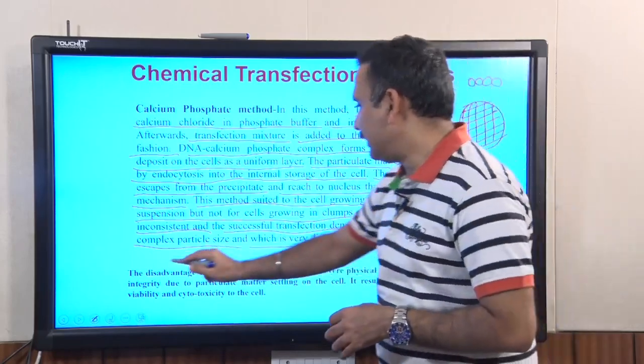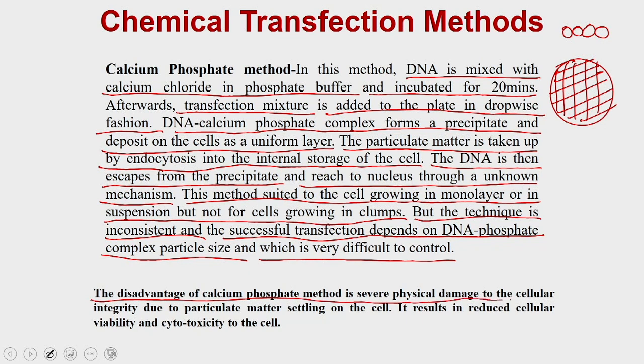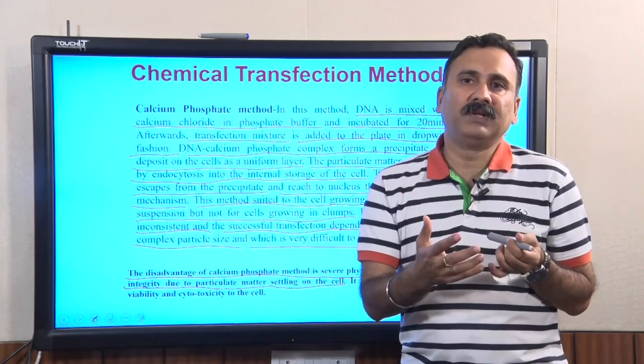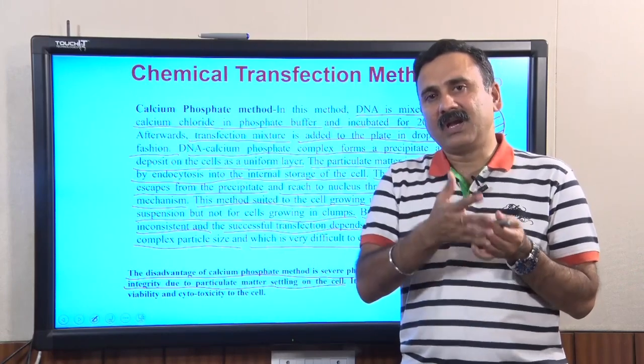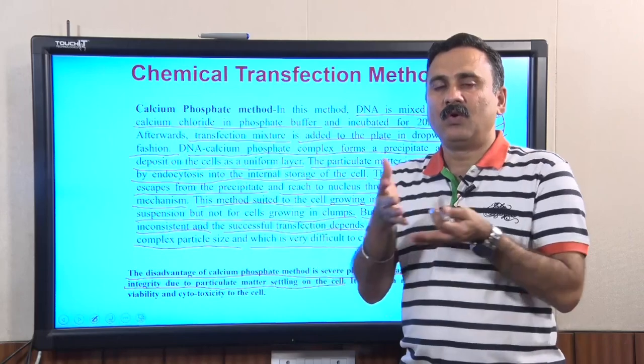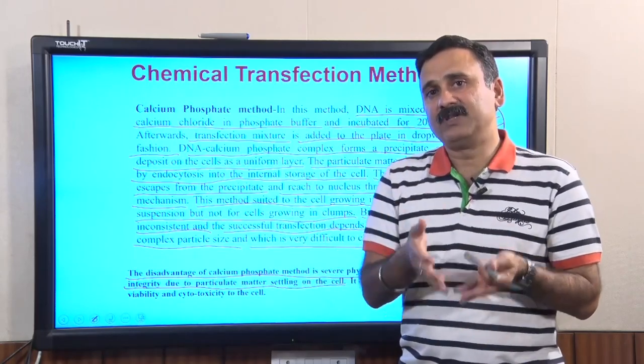Apart from that, you also have multiple disadvantages. What are the disadvantages? The calcium phosphate method causes severe damage to cellular integrity due to particulate matter settling onto the cell. You can imagine heavy particles settling onto the cells, and monolayer mammalian cells, for example endothelial cells or epithelial cells, are very delicate. If you put a huge particulate matter onto them, it causes physical damage to the cell, and that does not allow these cells to recover post transfection, so your overall transfection efficiency is going to be very low.